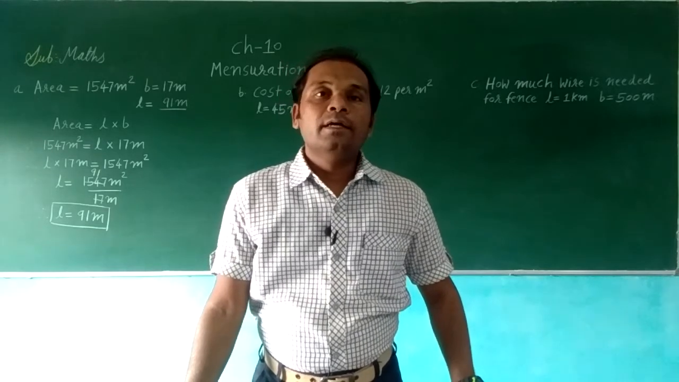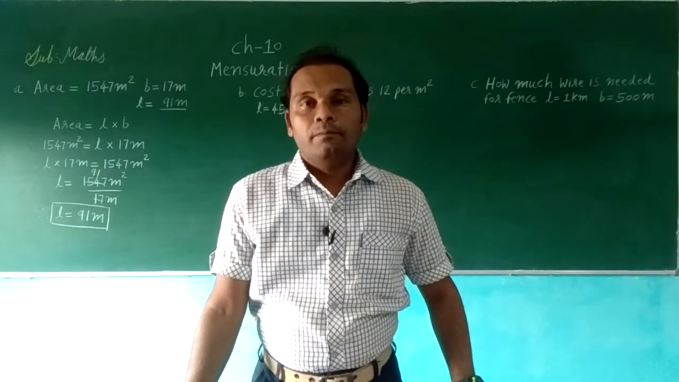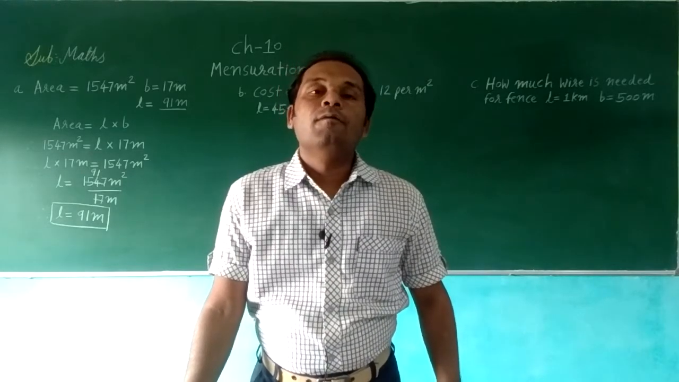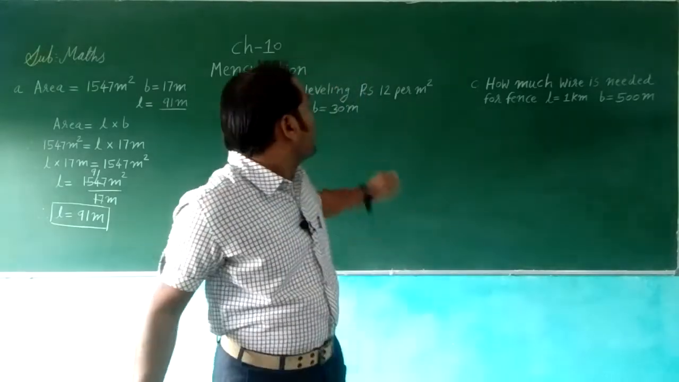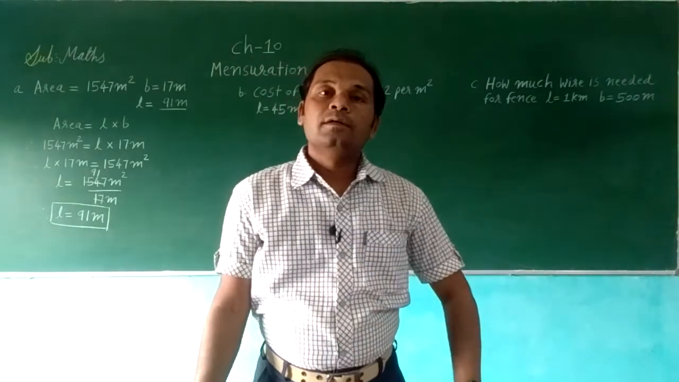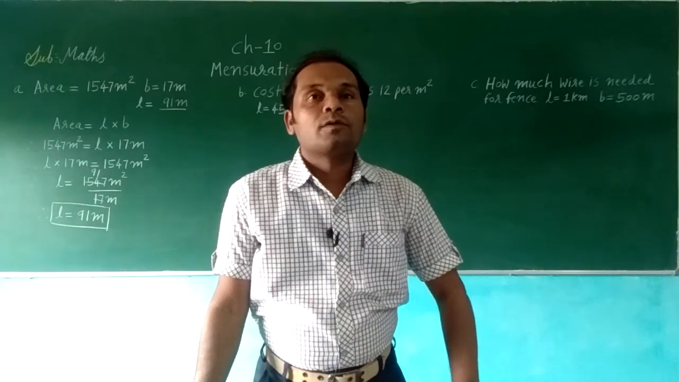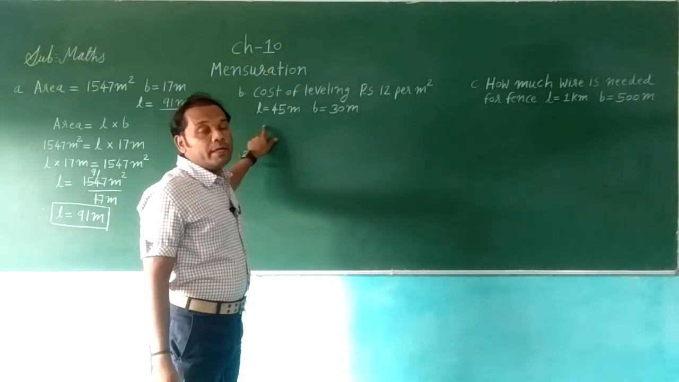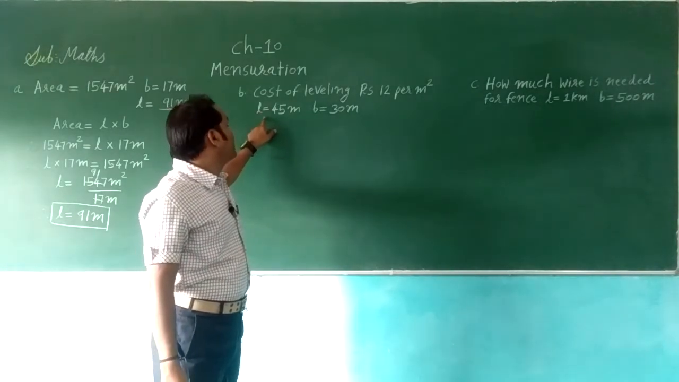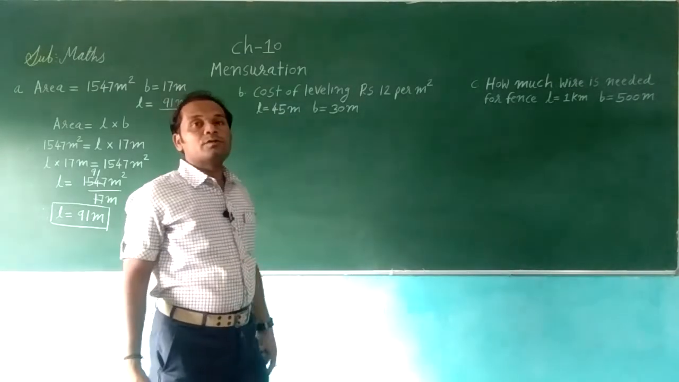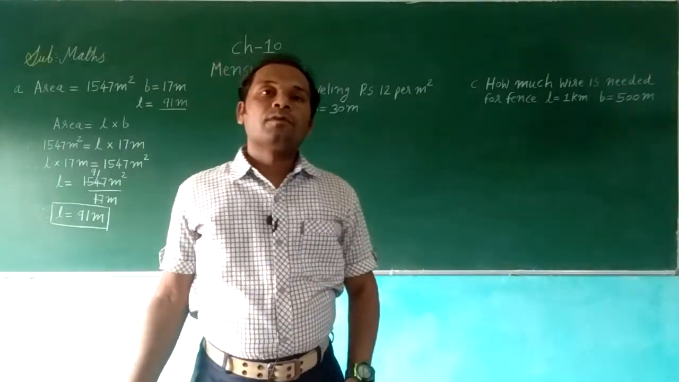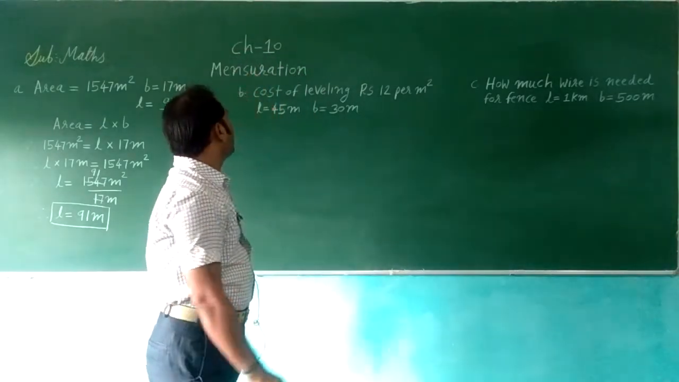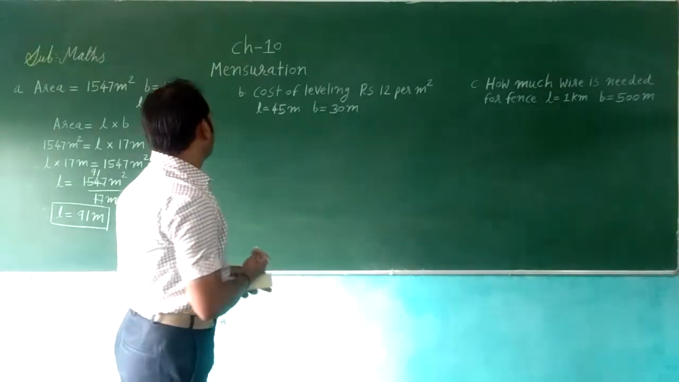We need to find the area of the field. We will find the area of that field, then multiply that area by rupees 12 per meter square, and we'll get the answer. Okay, so first of all we need to find the area of the field, that is the area of the rectangle. Length is given, breadth is given, so we will find the area of the rectangle. So now we'll use the formula for the area of a rectangle.